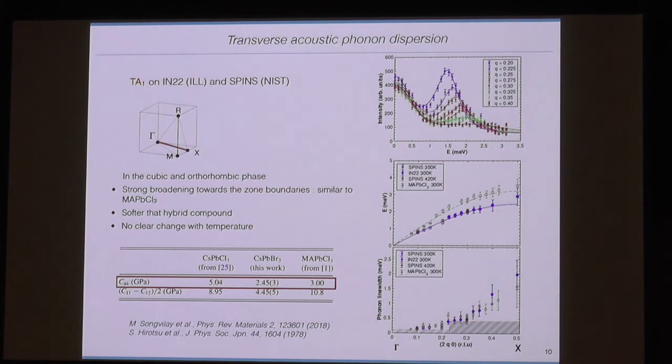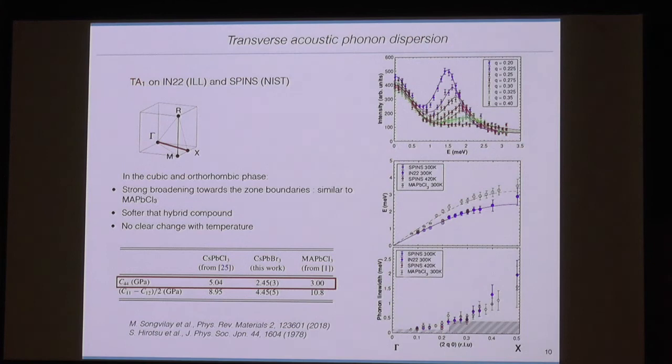We can also extract from this the phonon line width as a function of Q that I show here. We can see a significant broadening of the phonon line width towards the zone boundary. The phonon line width is proportional to the inverse of the phonon lifetime, so there is a phonon lifetime shortening at the zone boundary. The Q dependence is quite similar to the case of the hybrid compound.